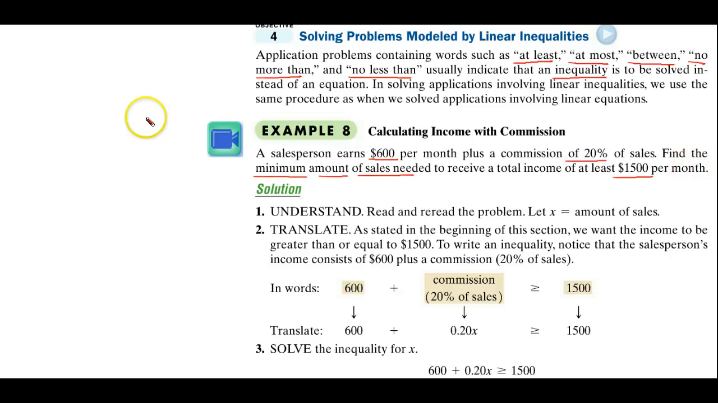All right, so they are getting $600. Then they're going to get 20% of their sales. Well, how much is that? Well, we don't know. We'll call that x. Now, they want to earn a minimum of $1,500. So we want this to be greater than or equal to $1,500.